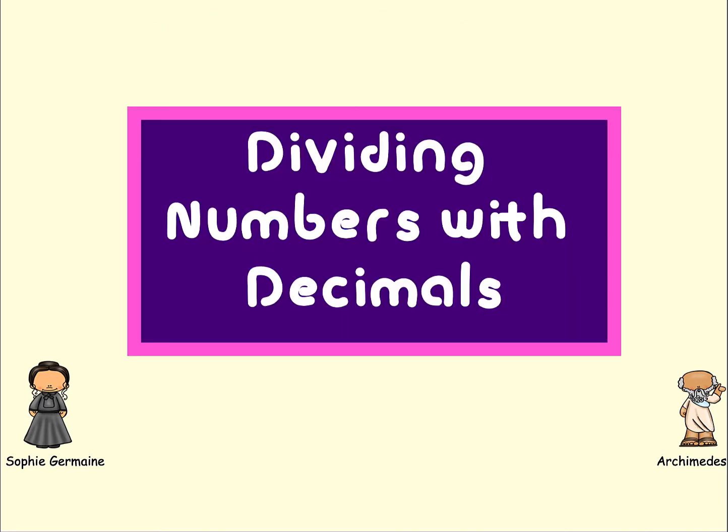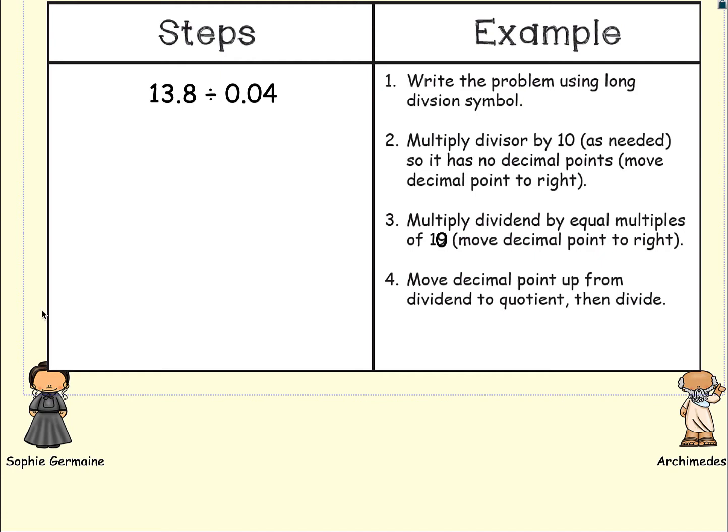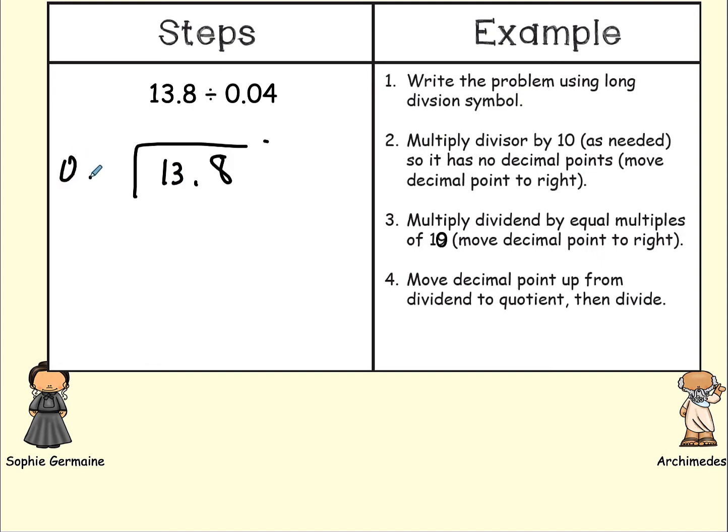Okay, so when we're dividing numbers with decimals, there's 4 things we got to make sure we do. First, we're going to rewrite the problem using the long division symbol. So our problem has 13 and 8/10 divided by 4/100.